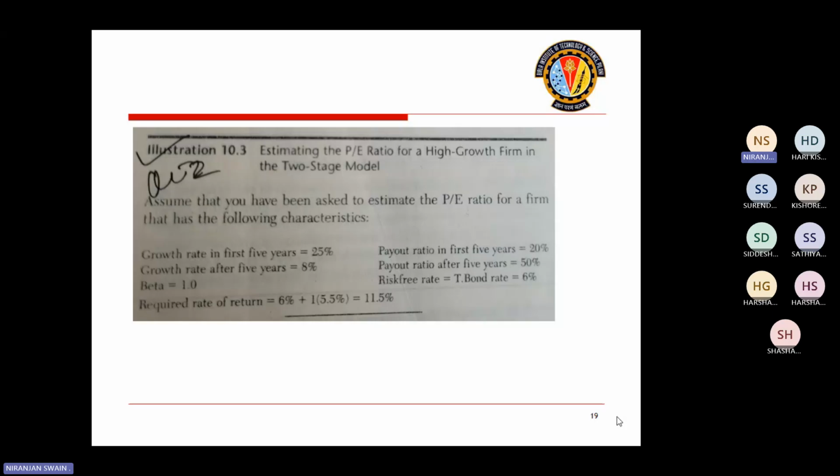Can you tell me the constant growth part first? Payout ratio after 5 years is 50%. So 0.5, 50%, into 1 plus G, that is 0.25, 1.25 to the power 5, into 1.08, divided by 0.115, that is KE, minus 0.08, into 1.115 to the power 5. Now how much is this coming? Tell me the total. I get 4.37. How come? The book says 28.75.